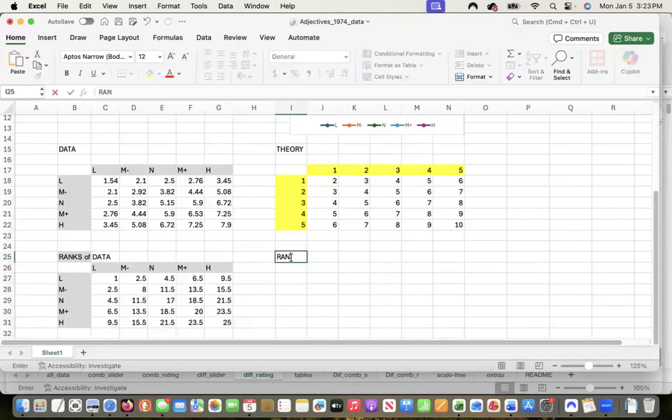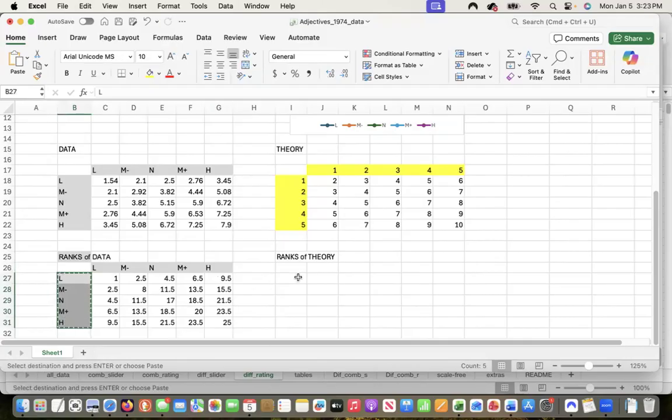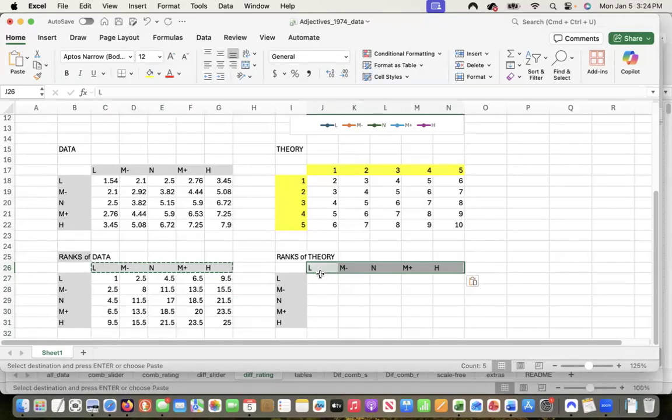So we're going to have ranks of the theory, corresponding to our values, we can rank the 2, which is the sum of the row and column values, relative to the 25 entries in the theory matrix. So we're going to do the same thing over here on this side.